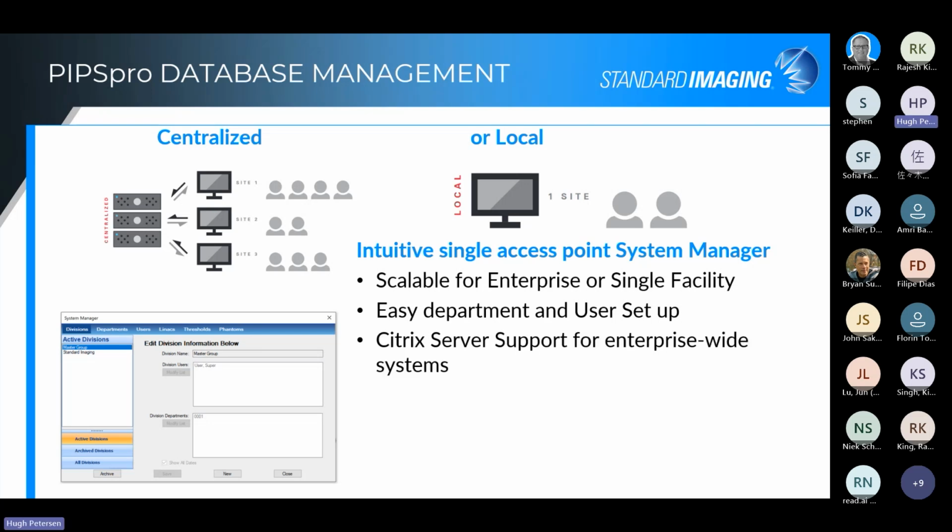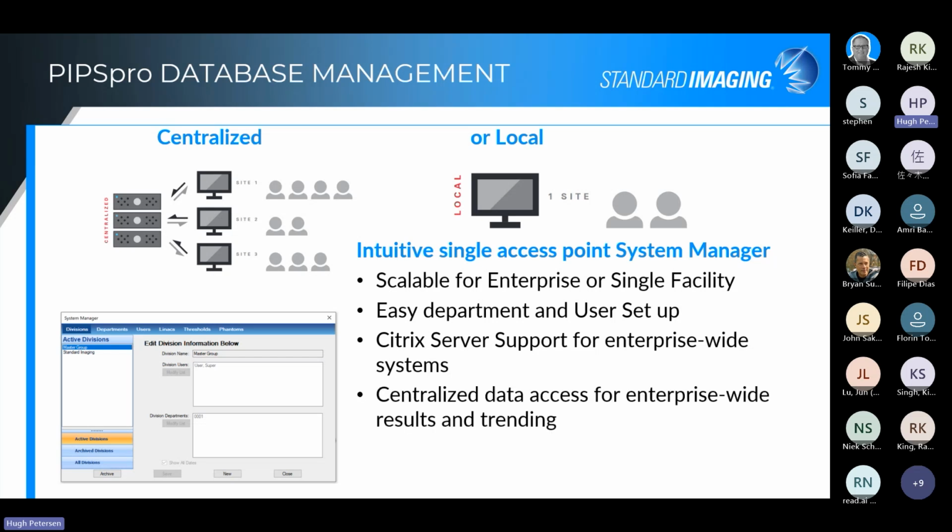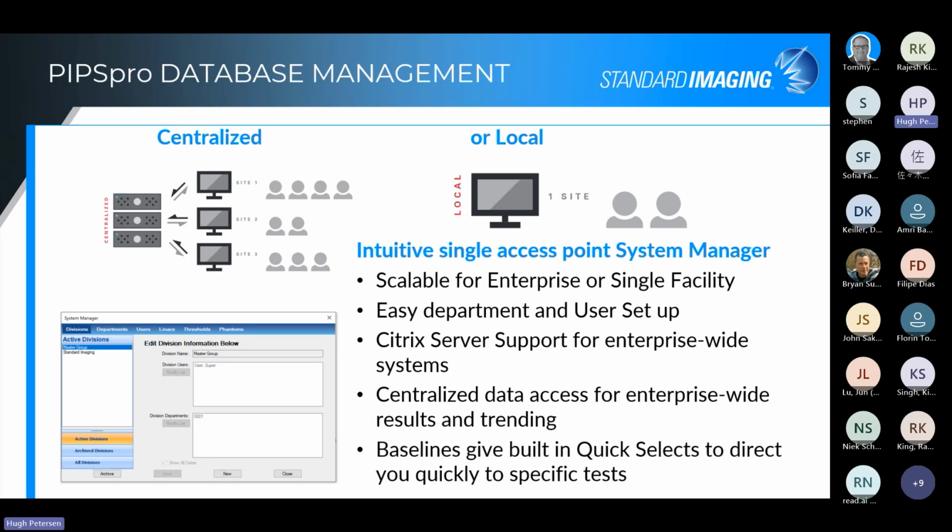Citrix server support for that enterprise-wide system, so you can have everything consolidated in one location. A centralized database for the same kind of situation gives you the ability to track all your centers from one centralized location. And then also, as I mentioned earlier, you have the baselines, which give you those quick selects and direct you to specific tests and give you those color-coded results in your pass, caution, and fails.